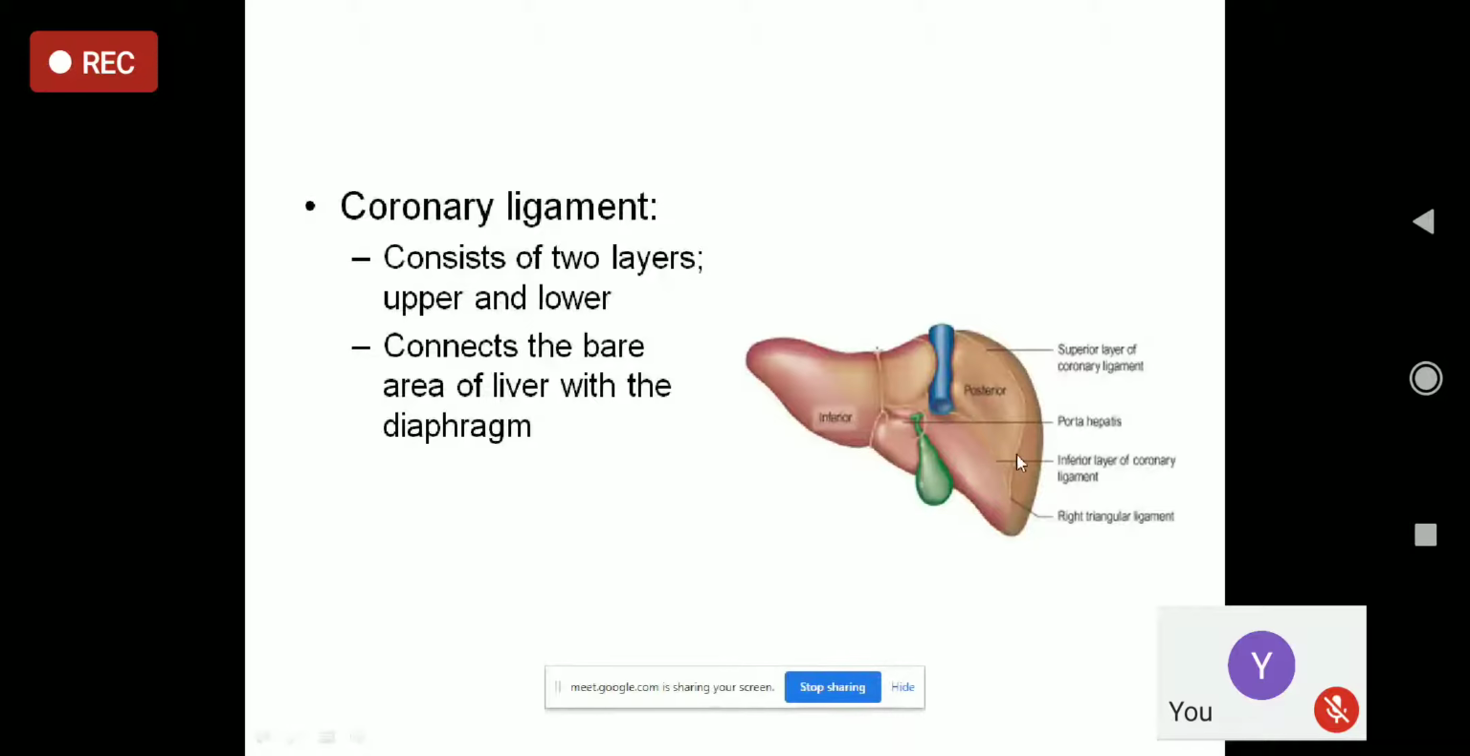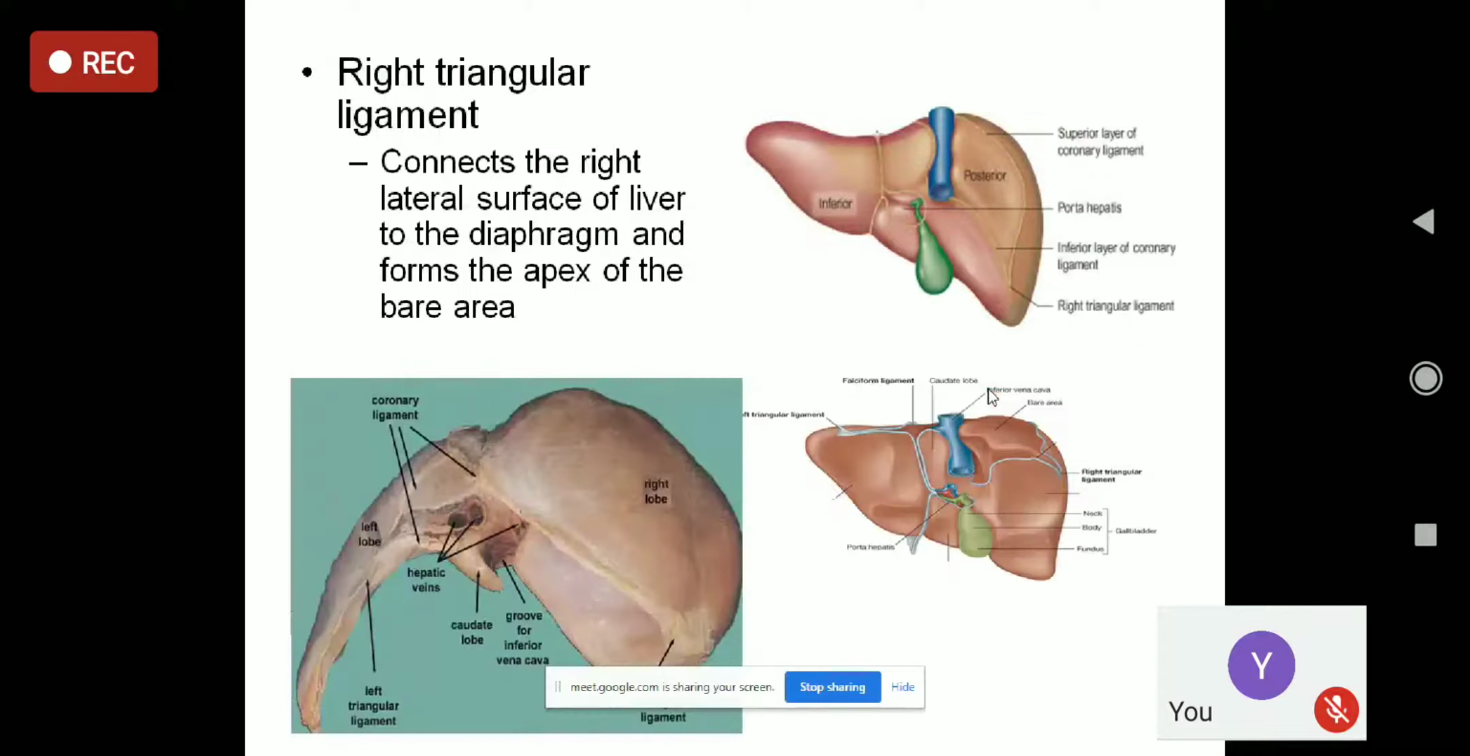Now talking about the coronary ligament, it consists of two layers, upper layer and lower layer, and between these lies the bare area of the liver. We have discussed this in the previous slide. So this is the upper layer of the coronary ligament, the lower layer, and in between is the bare area of the liver, which connects the bare area with the diaphragm directly.